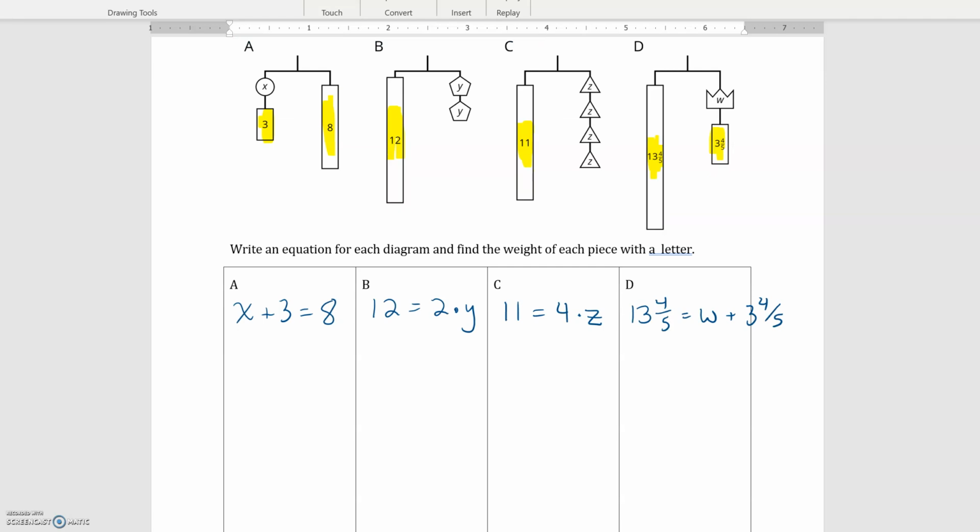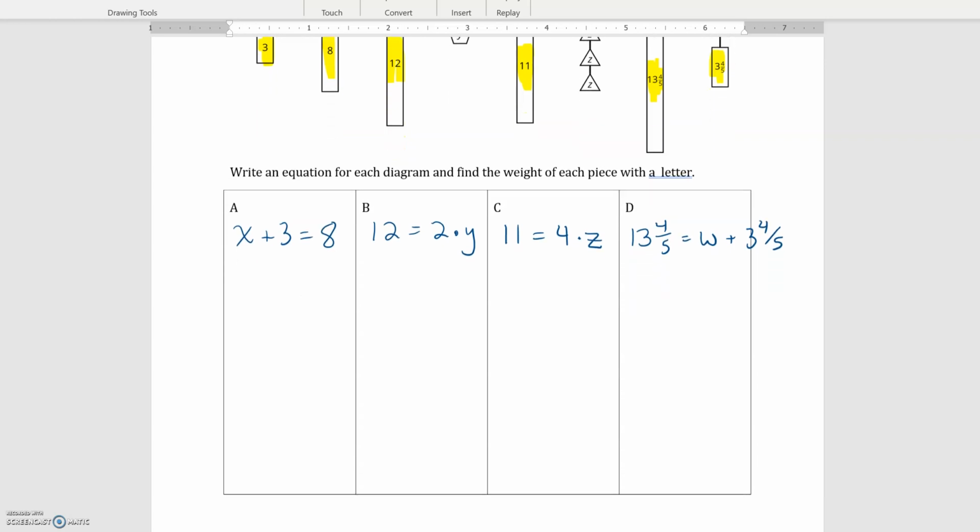Here are your 4 equations. x plus 3 equals 8, 12 equals 2 times y, 11 equals 4 times z, and then 13 and 4/5 equals w plus 3 and 4/5.